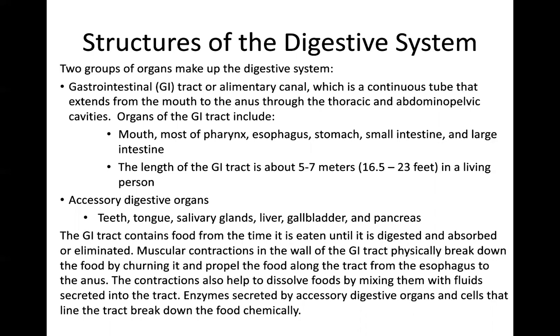Still very long. The accessory digestive organs include the teeth, the tongue, the salivary glands, the liver, the gallbladder, and the pancreas. We will talk about each of those and their role with digestion in the digestive system.